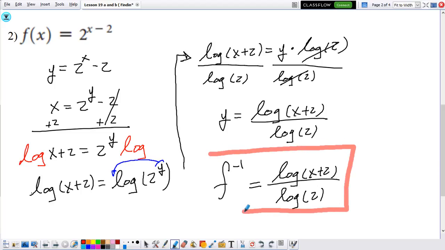Notice that the steps are always the same. The only thing that is going to change from problem to problem is where the y is located. If it's in your exponent, you take the log. That's what we saw in this example. Now, let's look at the third example.